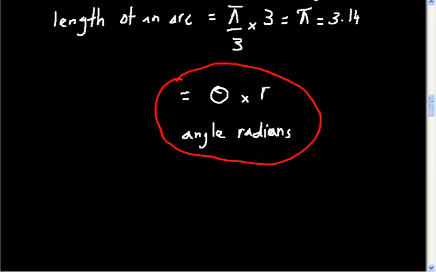Now we'll see how you work out the area of a sector in a circle. When you talk about sectors, it's basically a piece of pizza. This is what I mean by that. So that's a sector of a circle.